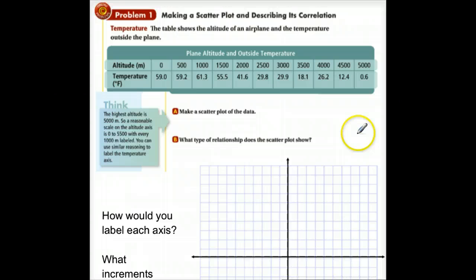Alright, example 1 is making a scatter plot and describing its correlation. So this chart right here, they're always going to give you a data chart. The table below shows the altitude, or height, of an airplane and the temperature outside the plane. Whatever's first in our table is usually our x value, and whatever's second is usually our y. So altitude, as a plane gets higher, 0 feet, 500 feet, 1,000 feet, notice the temperature, we're not really sure. Does it increase or does it decrease? We're going to use a scatter plot to tell.